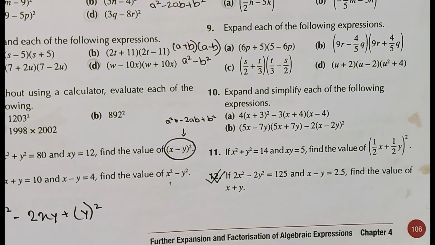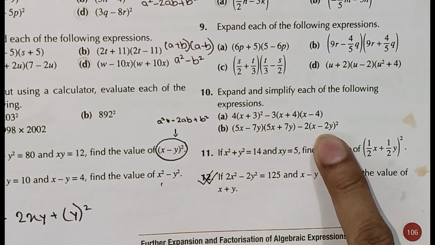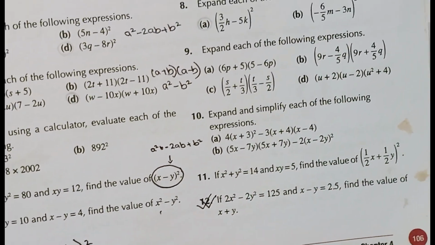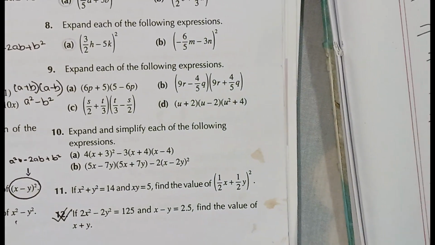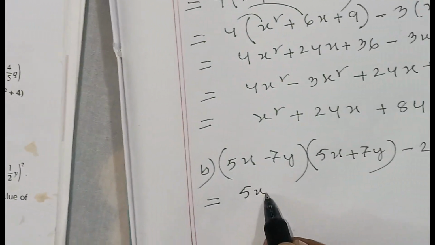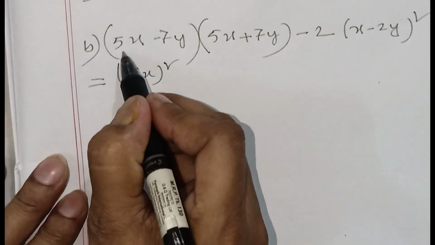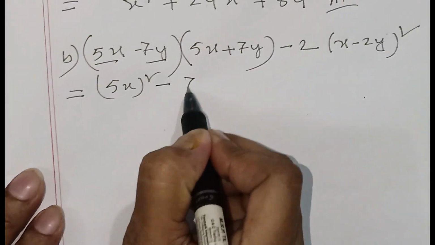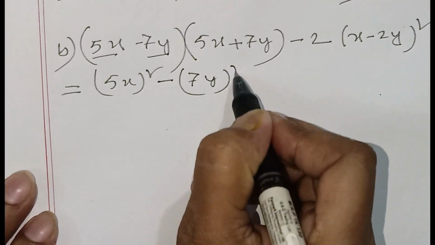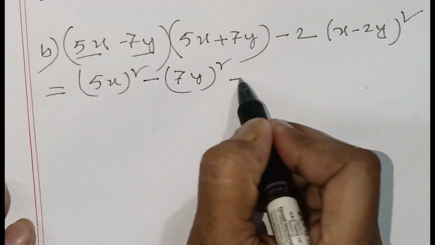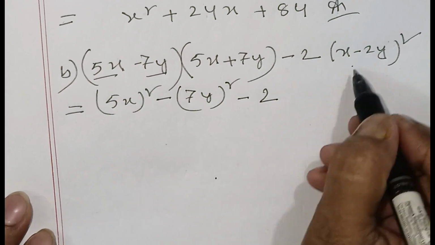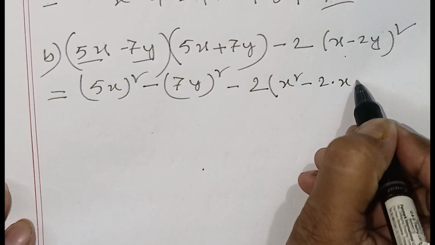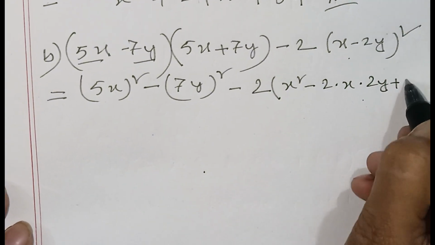Okay, so now part B, at first copy the question: (5x minus 2y) whole square. At first I have this formula (a minus b) and (a plus b). So 5x square, a means 5x and b means 7y, a square minus b square. Same here this formula (a minus b) whole square, a square minus 2ab plus b square, a means x, b means 2y.